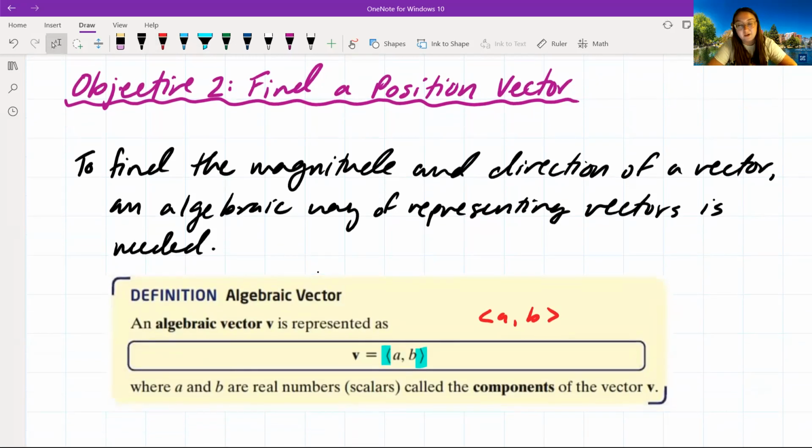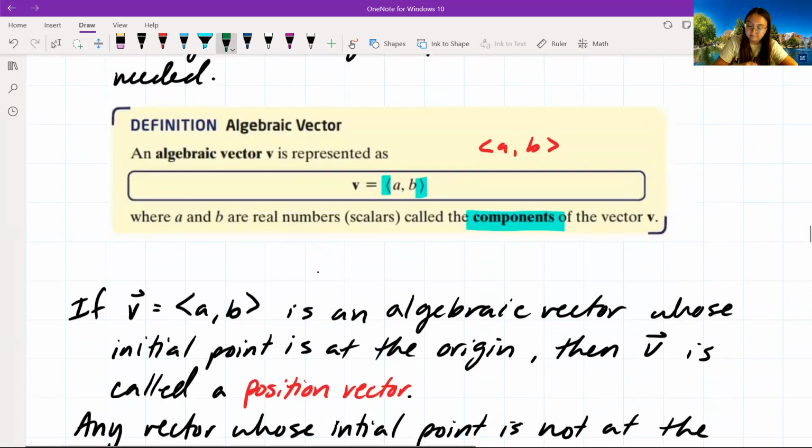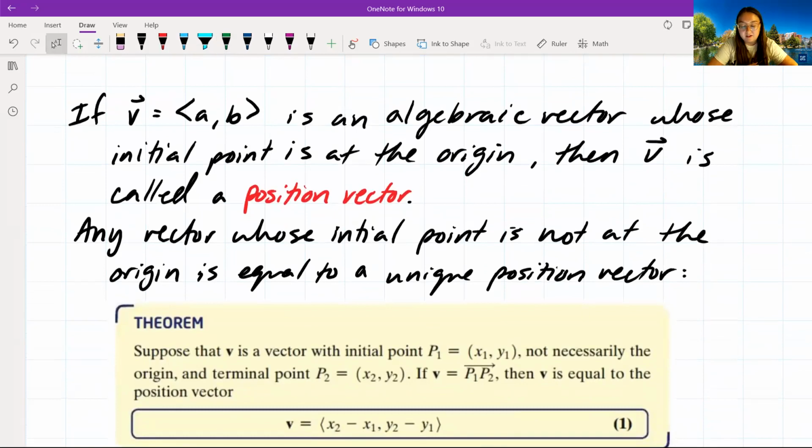We see that a and b are going to be real numbers or scalars called the components of the vector v. So whenever we say components, these are the values that we're talking about. If the vector v, with components a and b, is an algebraic vector whose initial point is at the origin, then v is called a position vector. So that's only if its initial point is at the origin, so 0, 0. Any vector whose initial point is not at the origin is equal to a unique position vector.